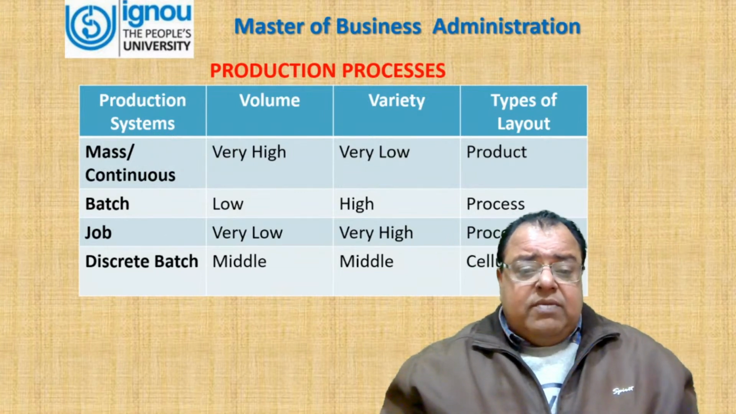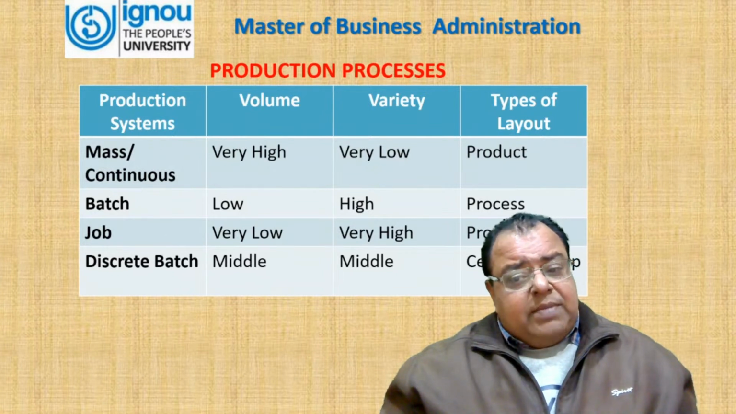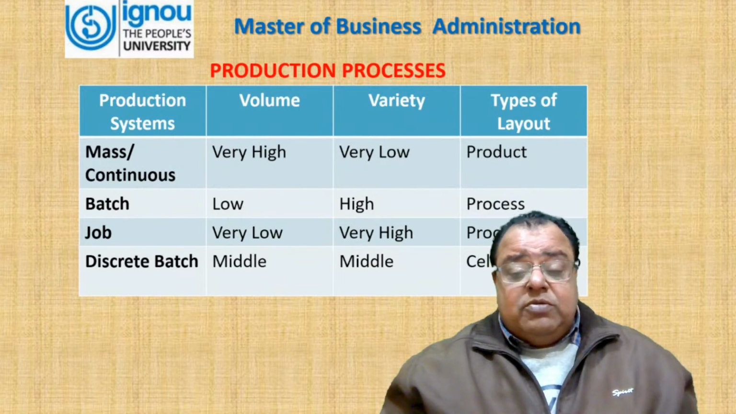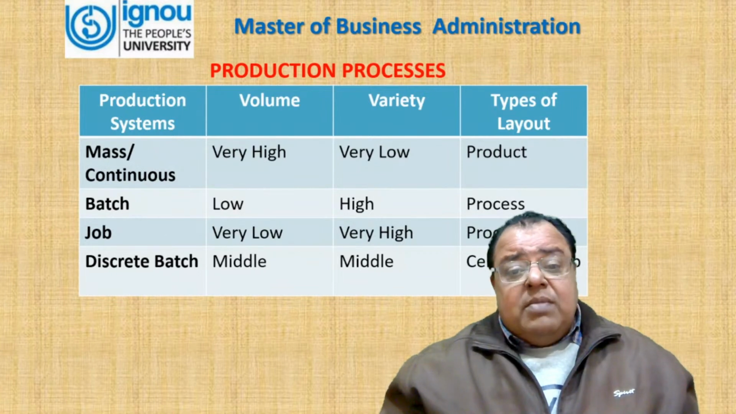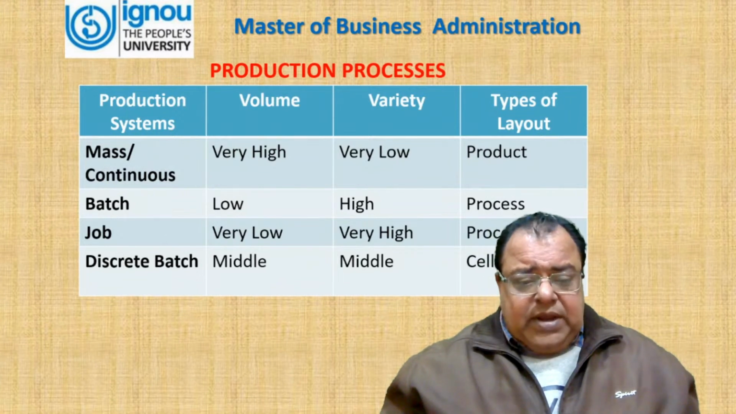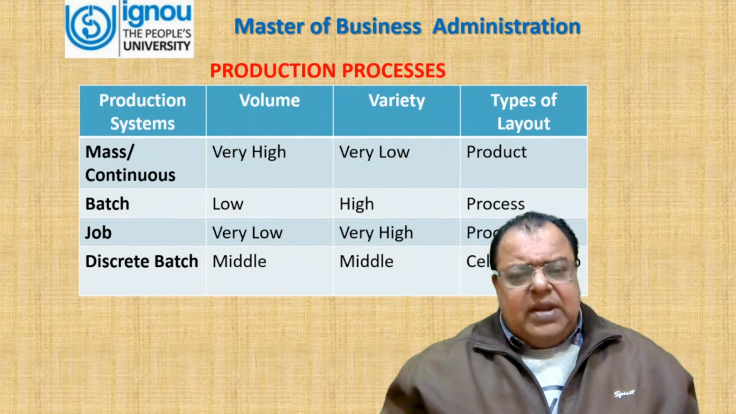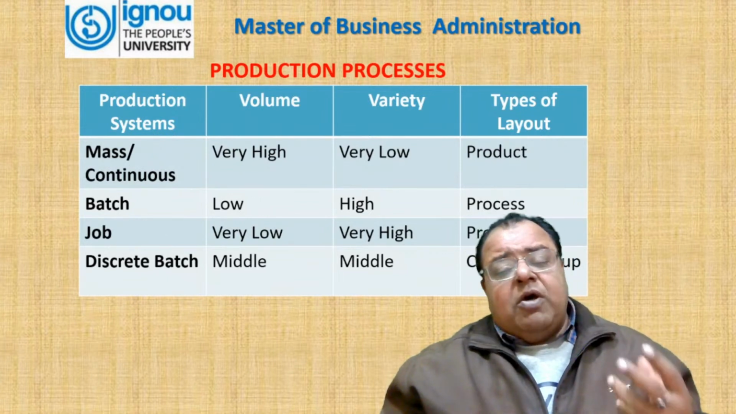In the mass production system, volume is very high, variety is very low, and we have to use product type layout. For batch, volume is low, variety is high, so we will be using process layout. For job type, the volume is very low, but the variety is very high. Here, again, we will be using process type. But in discrete batch, the volume is of middle level, and variety is again of the middle level, and we will be using cellular or group type of layout.